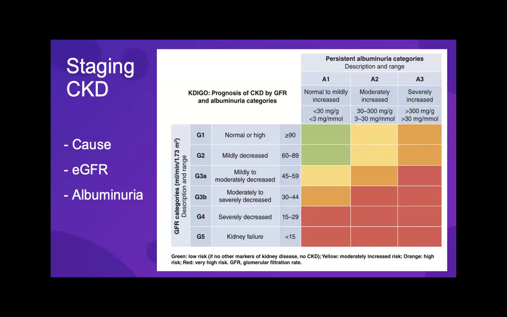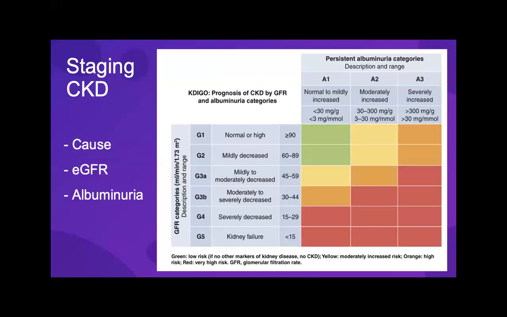This is the staging from KDIGO guidelines, which shows the staging based on eGFR and albuminuria, giving you a risk stratification. You get a stage based on this, and this really helps us to risk stratify for complications of CKD, and it also helps us to monitor progression of disease. So as you can see here, the area in the green blocks, those are patients who have eGFR above 60, and they have mildly increased albuminuria. In these patients, if you have no other markers of kidney disease, then they're assessed as not having chronic kidney disease. Then there's the yellow area, which has moderately increased risk, the orange area, which is high risk, and the red area, which is very high risk.